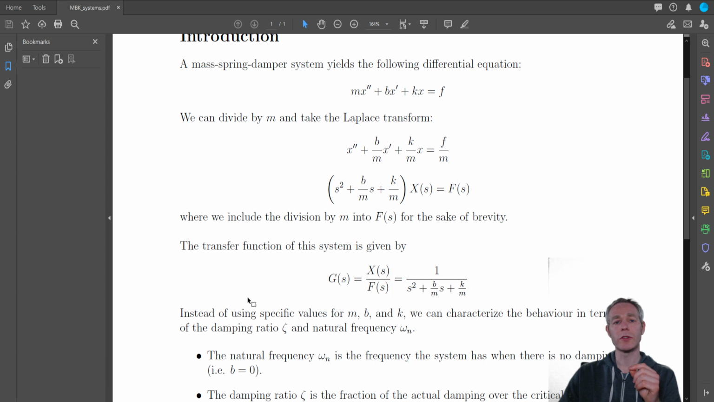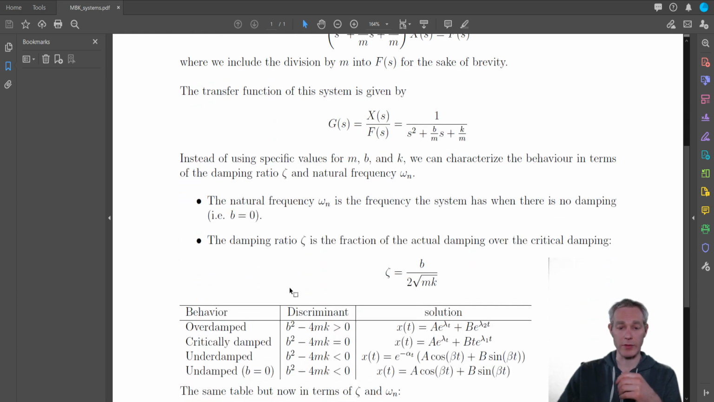We wanted to use generalized descriptions where we found the damping ratio zeta and the natural frequency omega. Well, the natural frequency is the frequency of the system if there is no damping, where b is equal to 0, and the damping ratio is the fraction of the actual damping b over the critical damping, which in our case is 2 times the square root of mk.